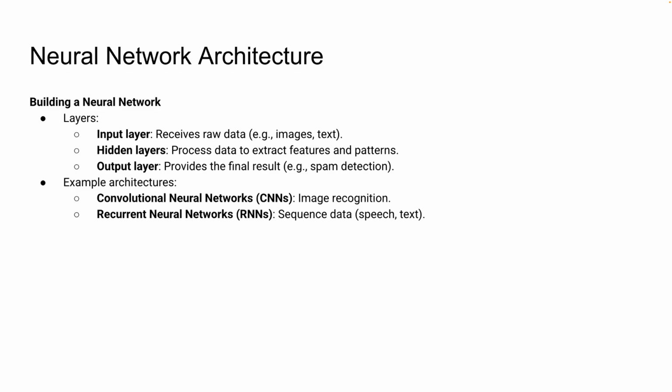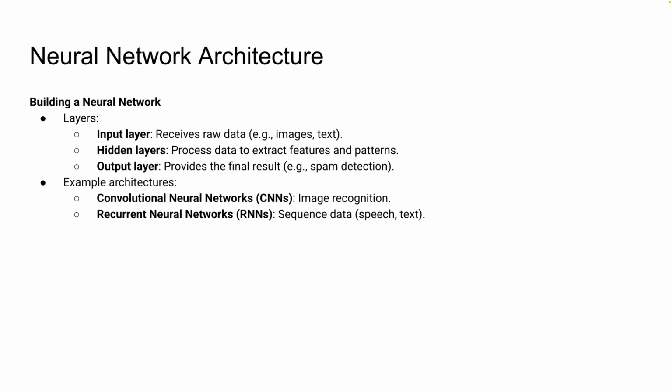This brings us to the structure of neural networks. Typically, a neural network has three types of layers: an input layer, one or more hidden layers, and an output layer. The input layer takes in raw data, such as images or text. The hidden layers then process this data to extract features and patterns, and finally, the output layer provides the result, such as predicting whether an email is spam or not.